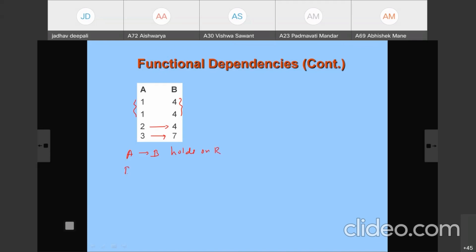Whether then B tends to A holds? No. Why? Because these 3 tuples T1, T2, T3 have the same value. Then these 3 tuples must have the same value, but it is not there. These 3 tuples have the same value, but these 3 tuples do not have the same value. So B tends to A does not hold on relation R.